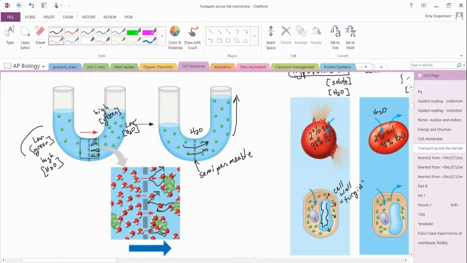So notice we've got low concentration of green, but that means there's a high concentration of water. Conversely, we've got a high concentration of green on the right-hand side and a low concentration of water on the right-hand side. So think about the direction the molecules want to move. Green would tend to move to the left side, but it can't. Water would tend to move to the right side, and it can.